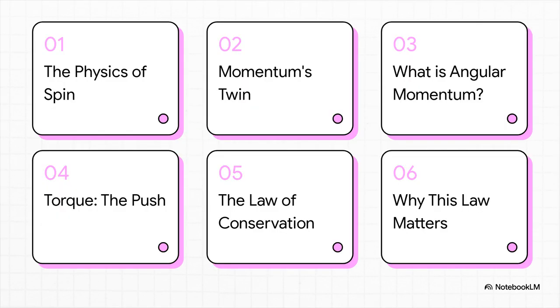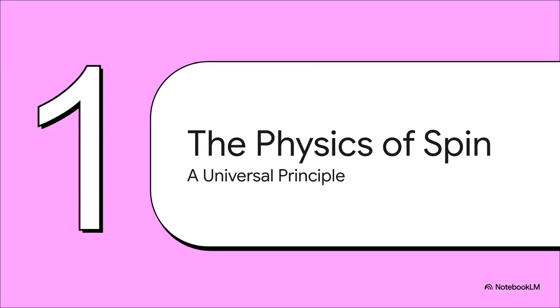So here's our roadmap. We're going to start with the absolute basics of spin. Then I'll introduce you to what I call momentum's twin. From there, we'll actually define angular momentum, talk about torque, that's the push, and then we get to the big one, the law of conservation. That's the key that unlocks everything. And finally, we'll talk about why this is so much bigger than just an ice skater. Okay, let's dive right in.